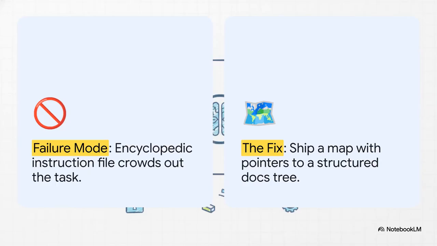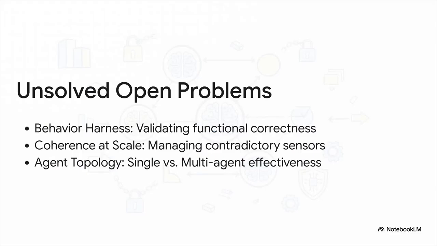Now here is a classic anti-pattern you absolutely want to avoid: shoving all your instructions into a giant encyclopedic agents MD file. It just eats up your context window and completely crowds out the actual task. The fix? Ship a lean table of contents. Think of it as a map that points the agent exactly where it needs to look within a structured documentation tree.